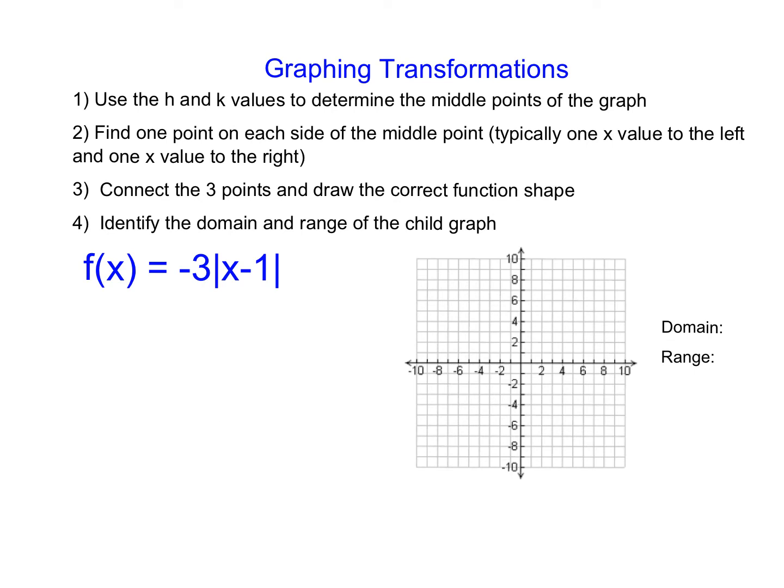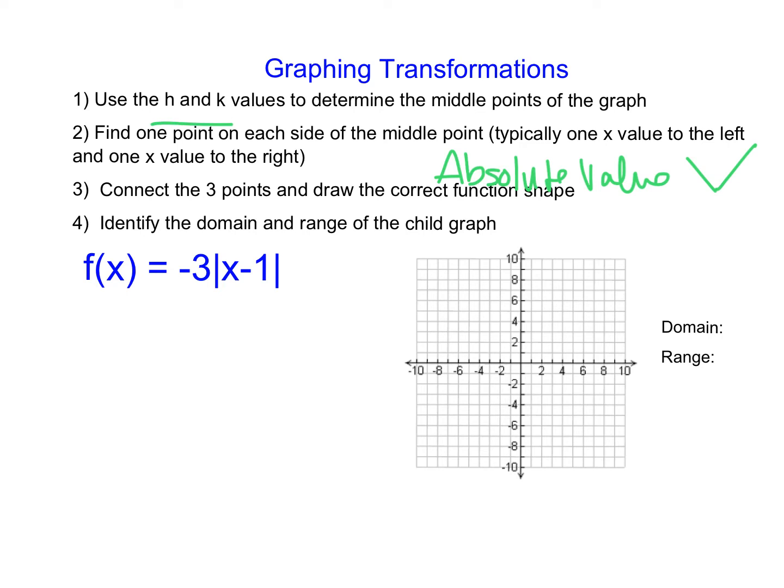So here, if we take a look, we see that we have the absolute value symbols. So this is going to be an absolute value graph type. And we expect to see a V shape. So it basically is 2 lines meeting at a point. So 2 rays meeting at a point. So we're going to start by finding our h and k values.